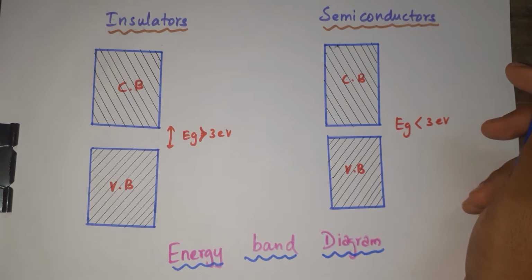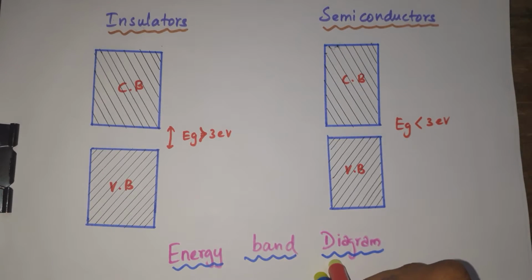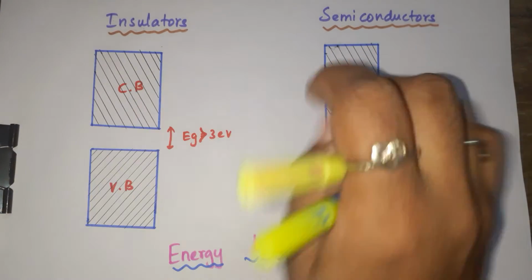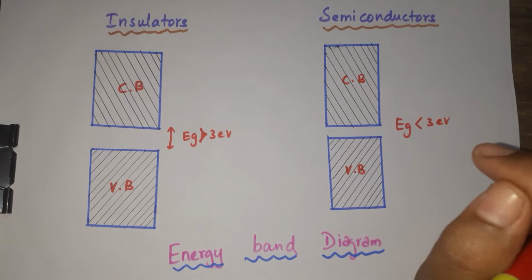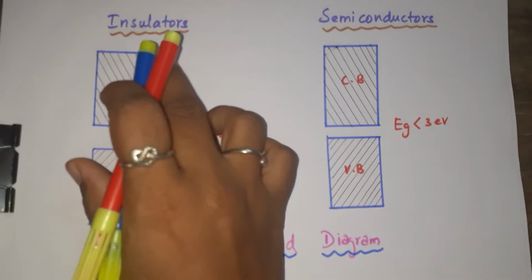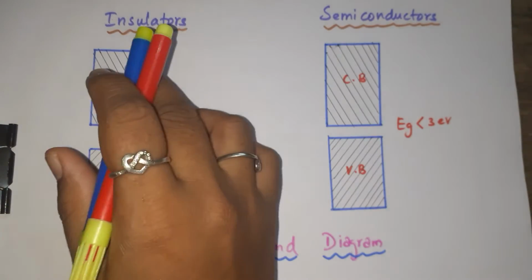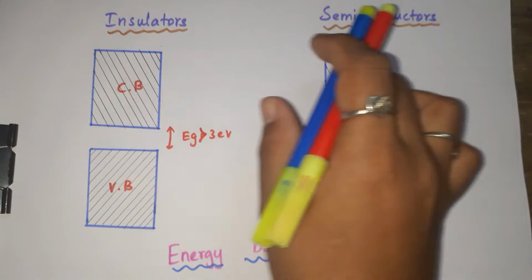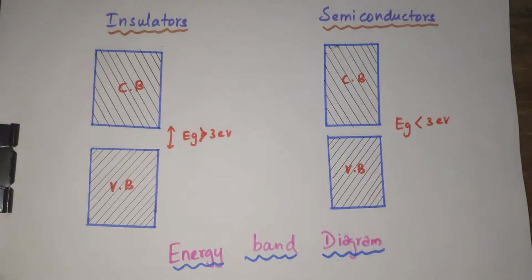So today we are going to see the energy band diagram of insulators and semiconductors. In the last video I did it for conductors, right? So today I am going to explain insulators and semiconductors.